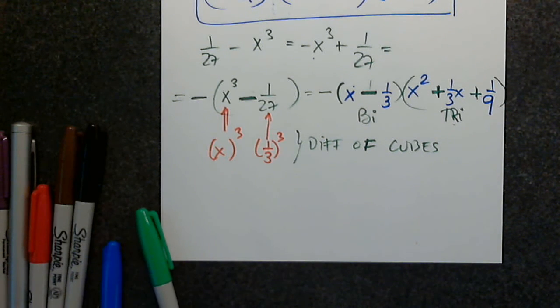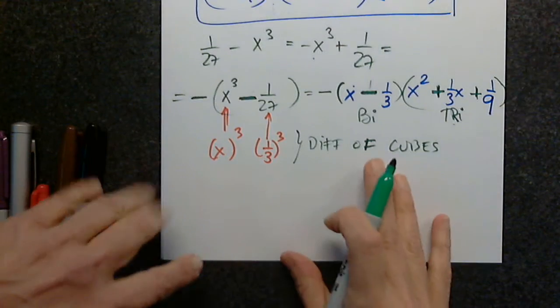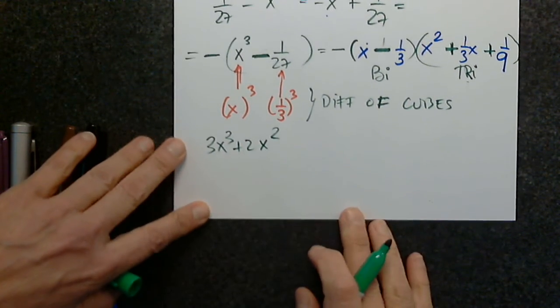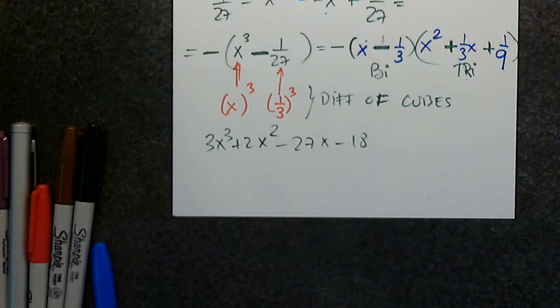Yes. Anything else? 3x cubed plus 2x squared minus 27x minus 18. Very good. Okay, this has nothing to do with what I was expecting you to give me. That's fine. Let's do this first, and then we'll come back.